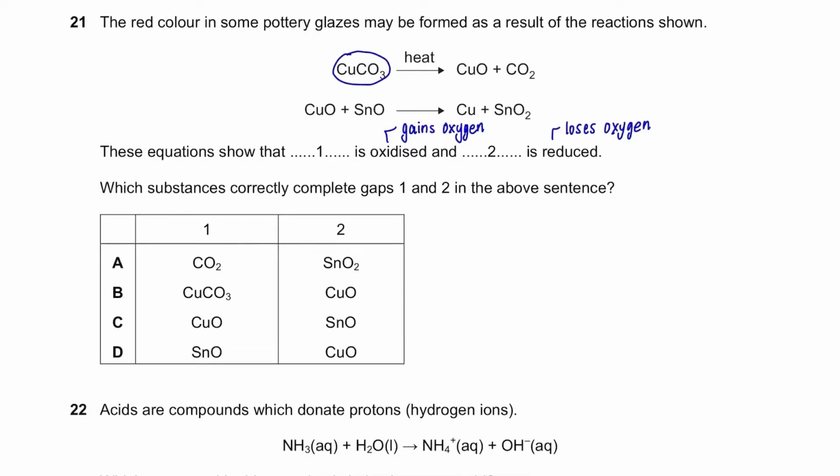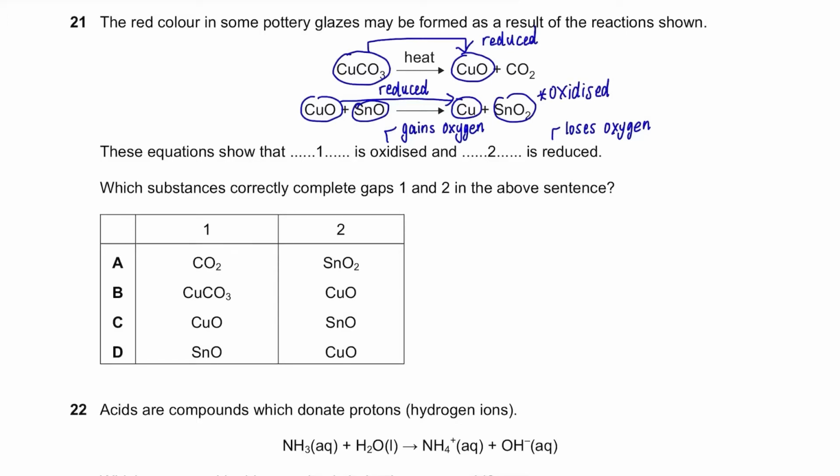CuCO3 here lost oxygen and became CuO. It was reduced. CuO here again lost oxygen, became Cu, and was reduced. SnO gained an oxygen atom and became SnO2, so it has been oxidized. Therefore, the answer is D. SnO is oxidized and CuO is reduced.